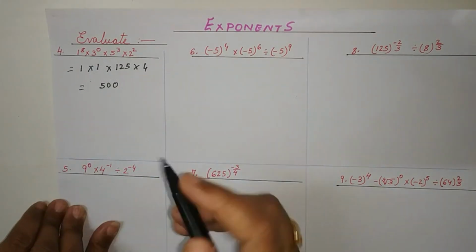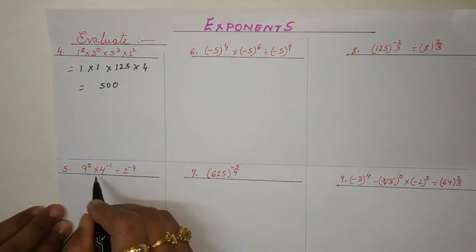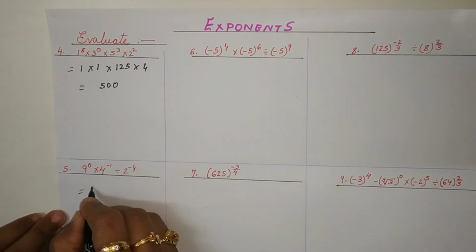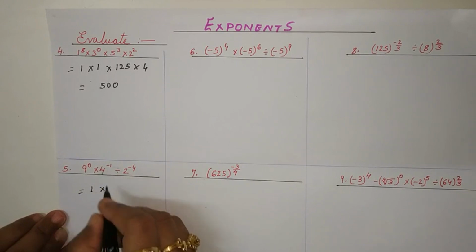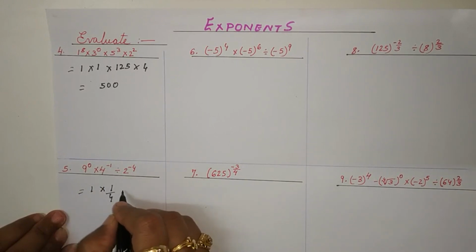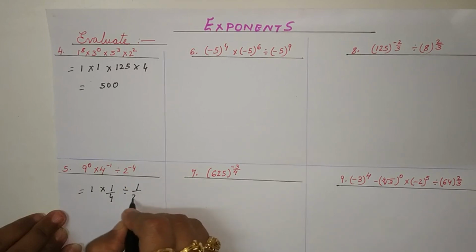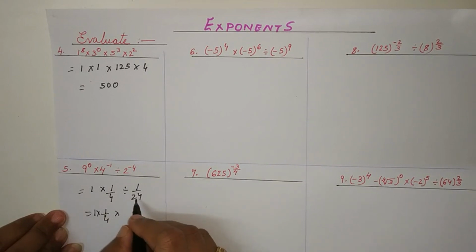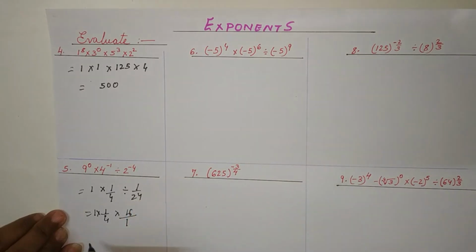Okay, now next one. That is 9 to the power 0, 4 to the power minus 1, 2 to the power minus 4. So that is equal to anything raised to the power 0 is 1, into 4 to the power minus 1 is 1 by 4, and divided by 1 by 2 to the power 4. So 1 by 4 into 2 to the power 4 becomes 16 by 4. How? 2 2s are 4, 2 4s are 8, 2 8s are 16. On cancelling, your answer becomes 4 1s are 4, 4 4s are 16. So the answer is 4.